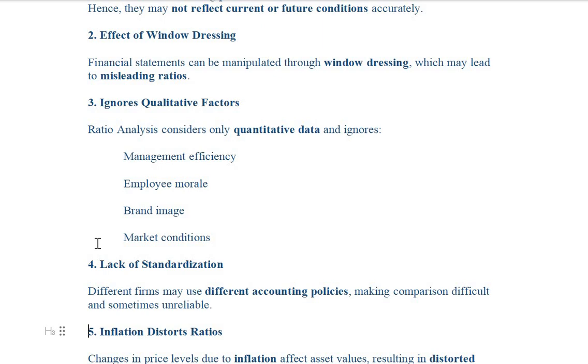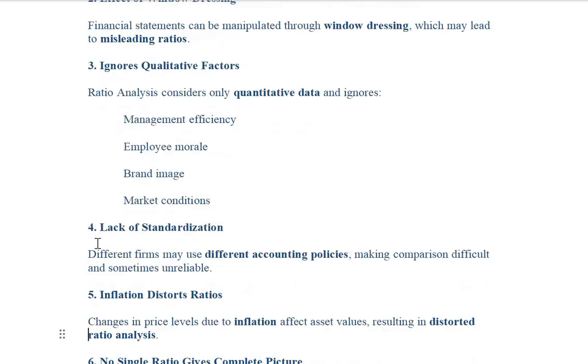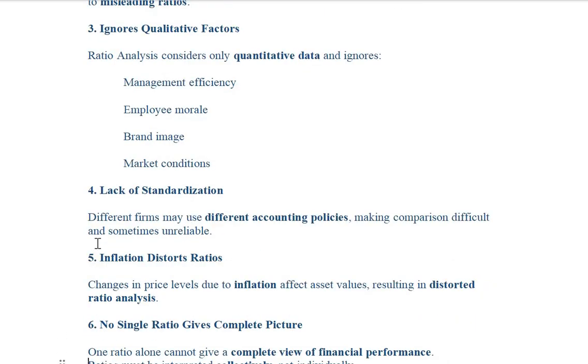Then, it ignores qualitative factors. Ratios can be calculated only with the help of quantitative or numerical information, financial variables that are available in the financial statement. Apart from the financial information or numerical values, we have so many activities involved with qualitative factors. Those factors are totally ignored in ratio analysis. Then, lack of standardization. Different firms may use different accounting policies, so this will not be helpful for comparing accounting or industry standards.